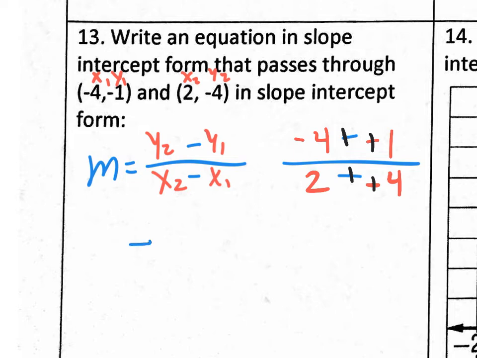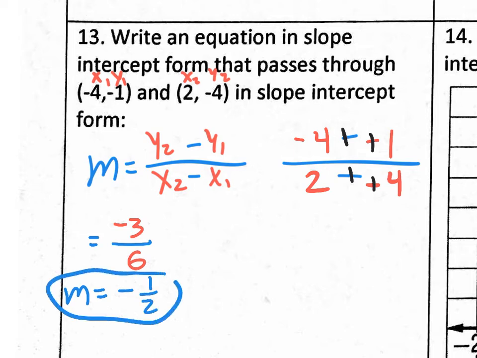Up on top, you're going to end up with -4 plus 1, that's -3. And on the bottom, 2 plus 4 is 6. So your final slope is going to be -1/2. That's your slope. We found that with the slope formula. So now what do we have? We found our slope and we have some points.